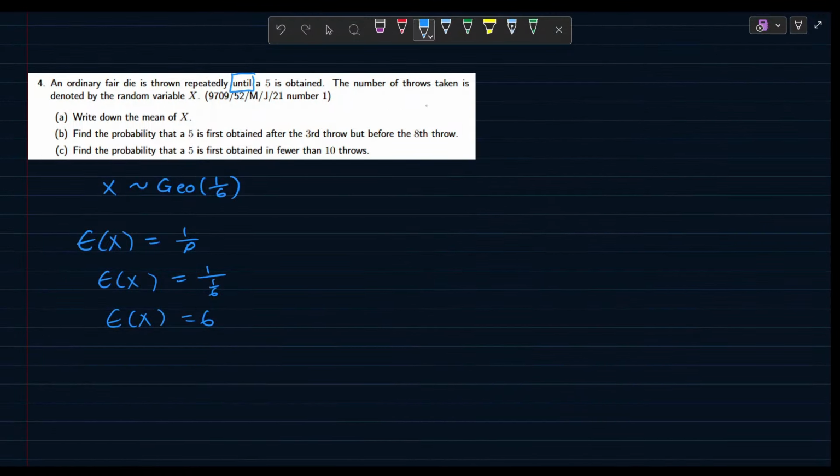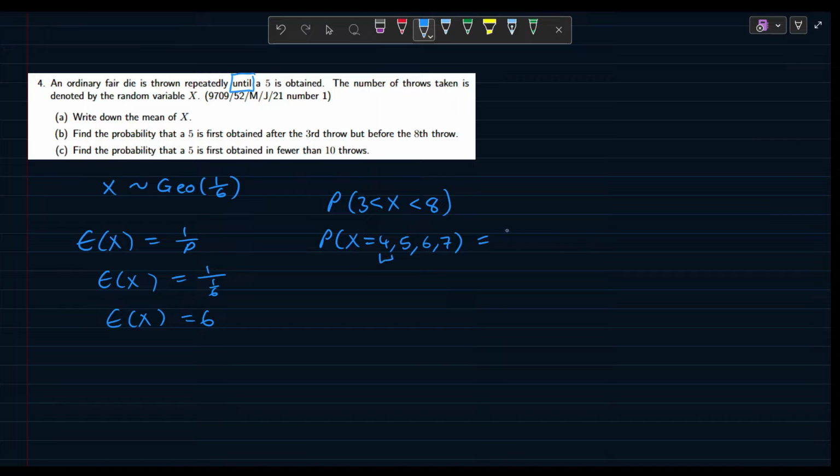So after the 3rd throw, probability that x is greater than 3, and before the 8th throw, so less than 8. Alright, so this means we want the probabilities x is 4, x is 5, x is 6, and x is 7. So let's evaluate each probability individually. So we'll start with x is 4.